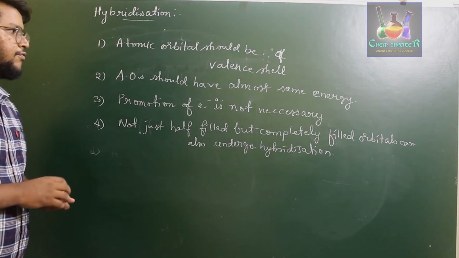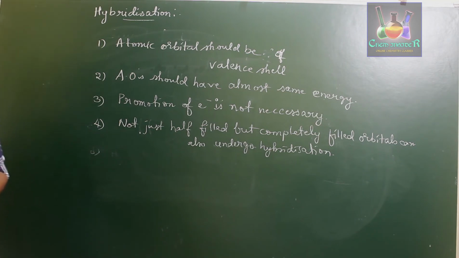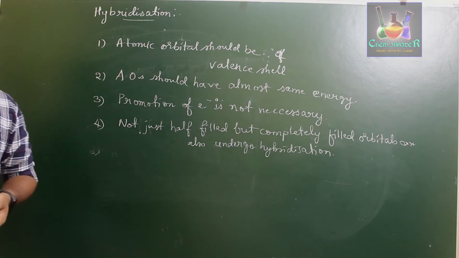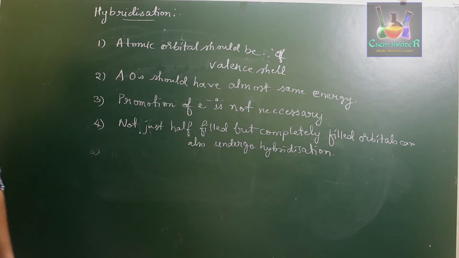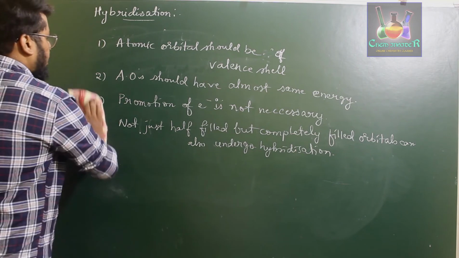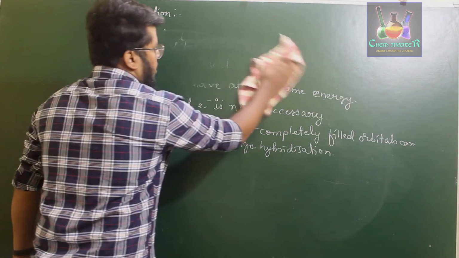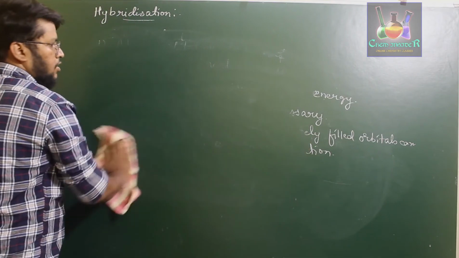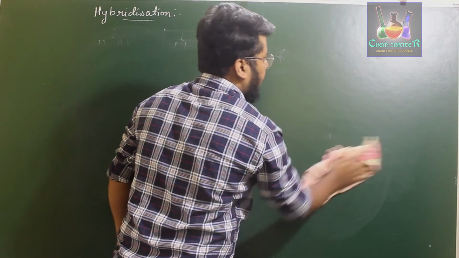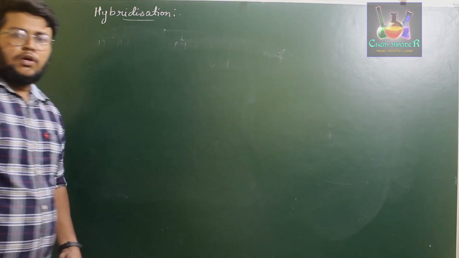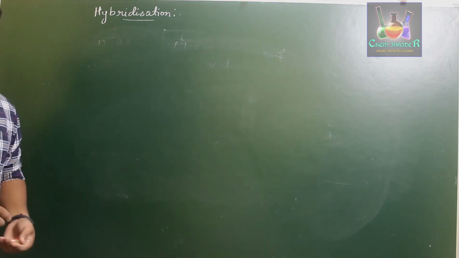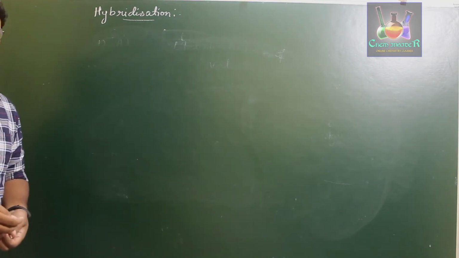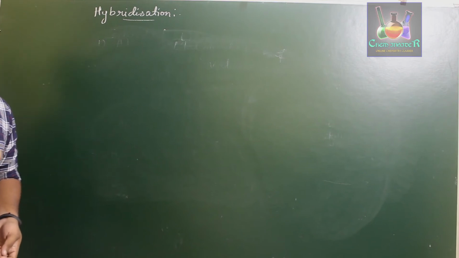Okay, so these are the 4 conditions which an atomic orbital has to follow in order to form a hybridization. Now, let us discuss different types of hybridization. There are several types of hybridization, but the basic ones are those which involve s and p orbitals. Usually, most of the molecules or compounds in the environment involve s and p hybridization.